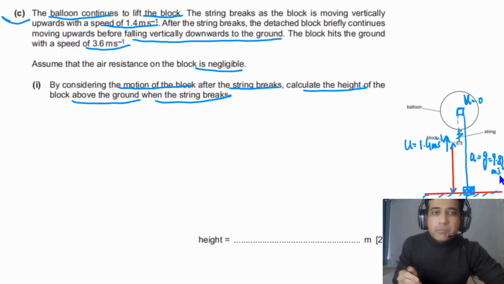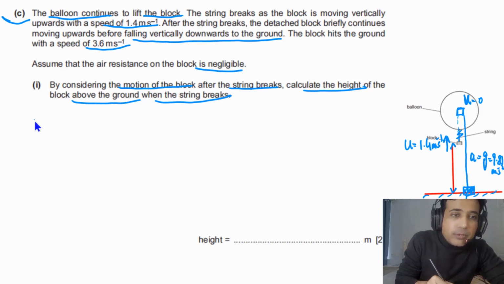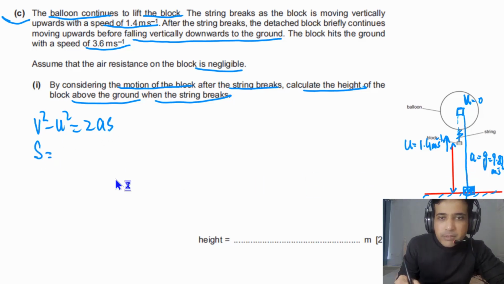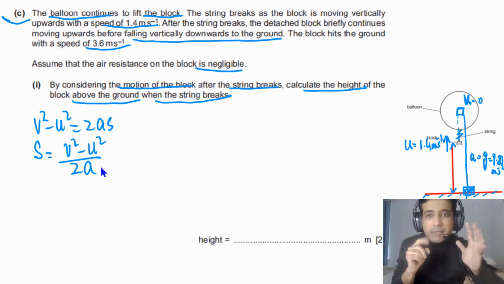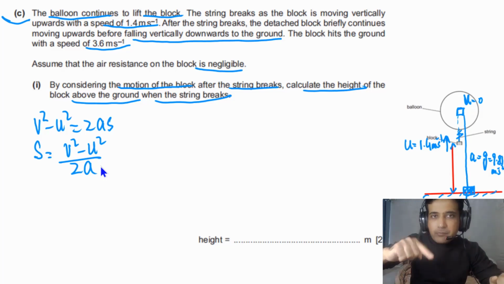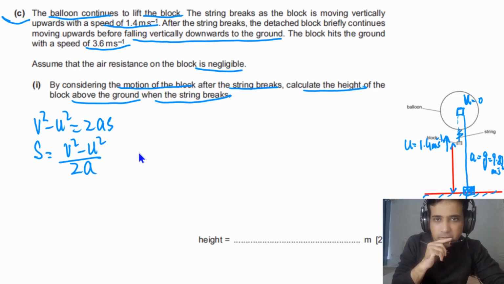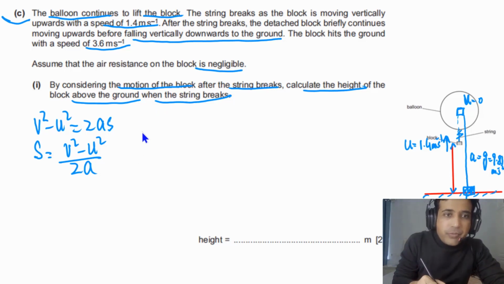In order to calculate displacement, we can simply use v squared minus u squared equals 2as. We need to find displacement. So s will be equal to v squared minus u squared divided by 2a. But we have to be very careful in this case, because we have the direction of u up, direction of v down, and direction of a is also down. So in this case we will take down as positive. So our displacement will be positive.